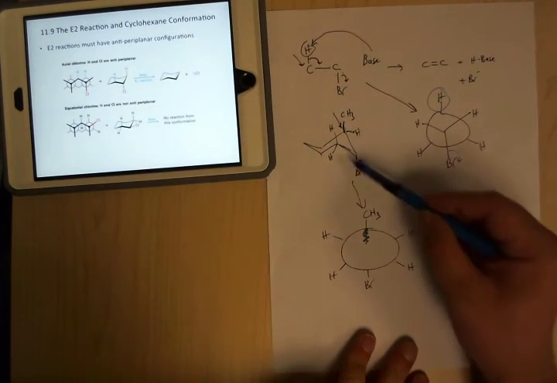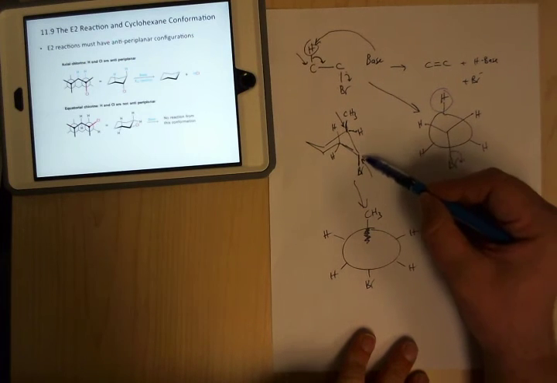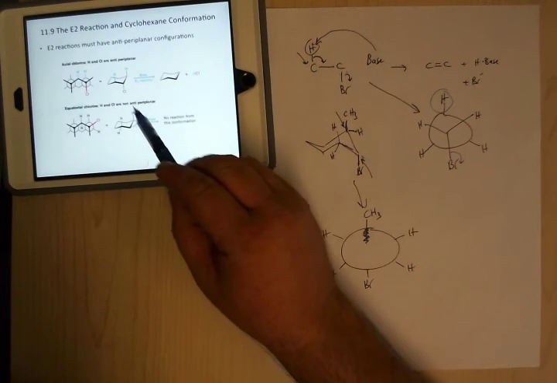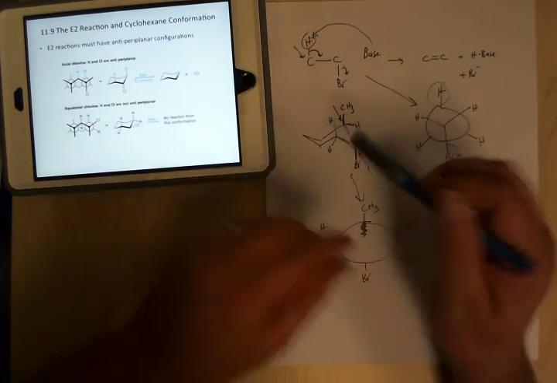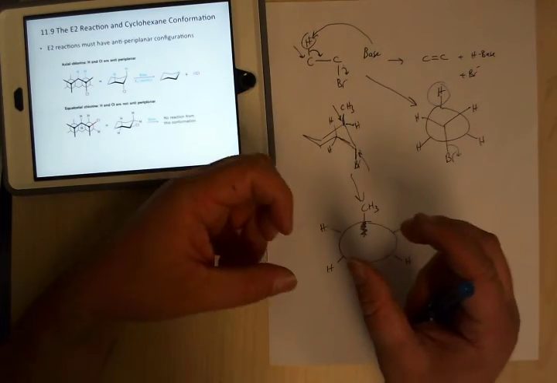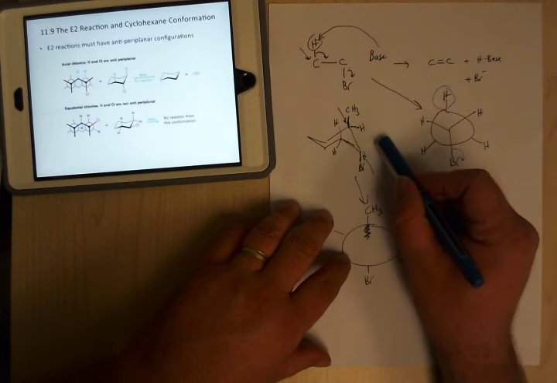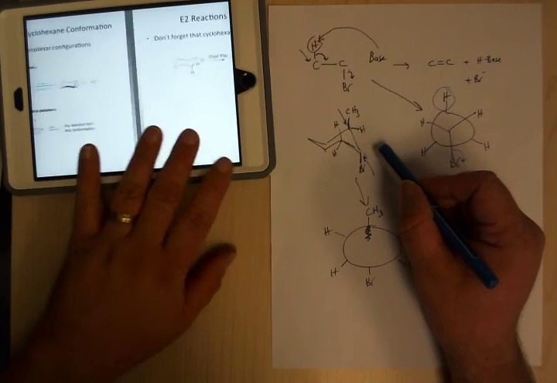But here, if you were to look down that bond, there would be a hydrogen in play. And so, what can happen? Don't forget that you can get the chair flip, but that moves the bromine equatorial, which means it doesn't happen. Okay, so with that, here we go.